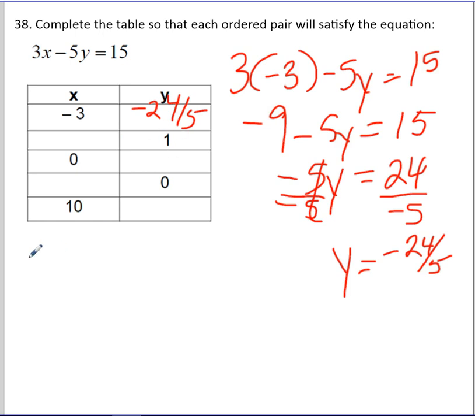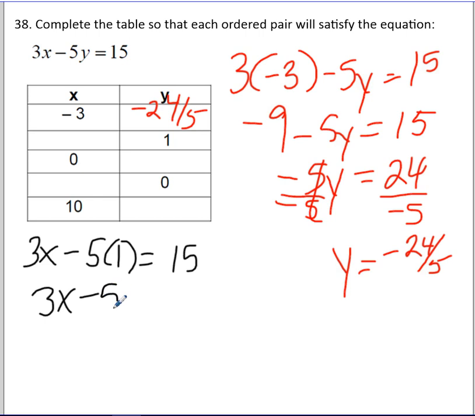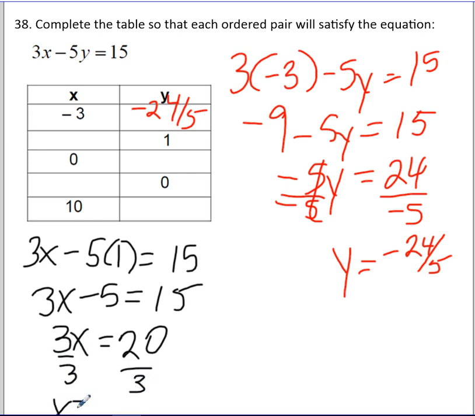Now we're plugging in 1, but this time it's a y value, so we'll do 3x minus 5 times 1 equals 15. And so 3x minus 5, when we do our multiplication, equals 15. To get rid of the minus 5, we'll add 5 to both sides. So 3x will equal 20 when we add 5. And our last step is divide by 3. So x equals 20/3. And again, it can't simplify, and I'm going to leave it as an improper fraction.